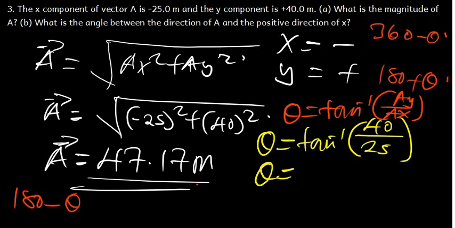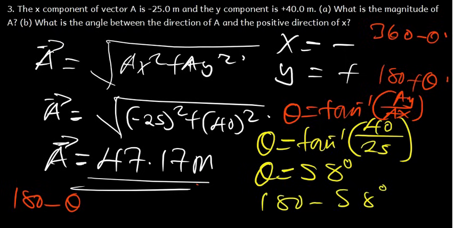So it's giving me 57.999, which is the same as just 58.0. Okay, 58 degrees. Now we need to say 180 minus 58 degrees, which is going to be 122. So in this case, the direction for vector A is 122 degrees from the positive x axis. Okay, so that is it for this question.